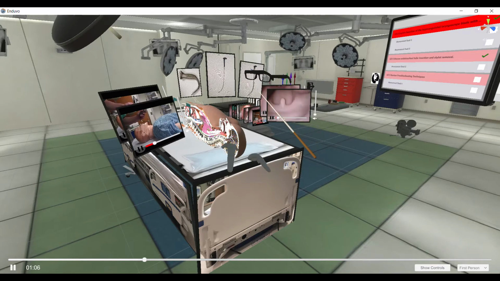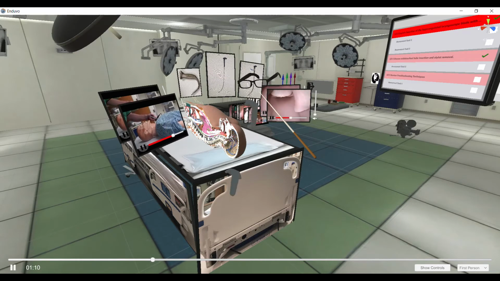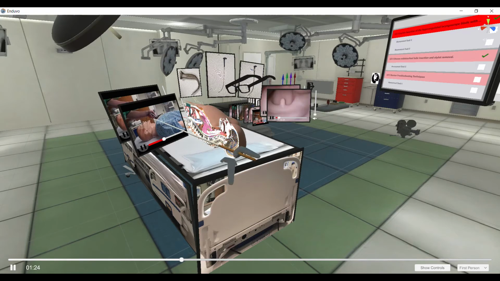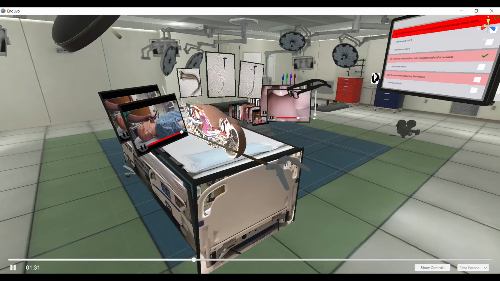To insert the hyperangulated blade, you need to take the handle of the laryngoscope blade and direct it towards the patient's chest in order to orient the tip of the laryngoscope blade in a vertical fashion. So I want you to watch this video here, and that technique is going to be demonstrated. You can pause the lesson and watch it as many times as you'd like, and restart the lesson when you're ready to proceed.